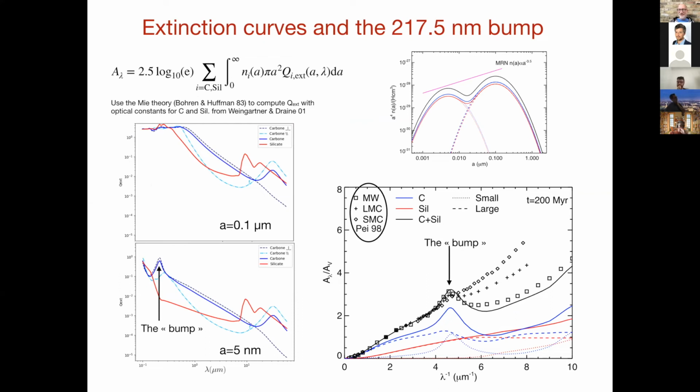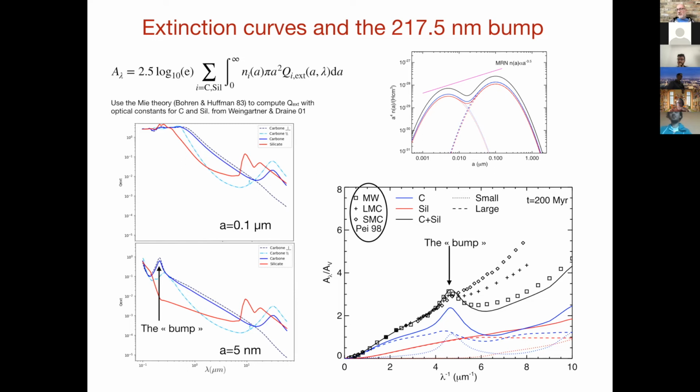To suppress the bump, it's easy. When you see the decomposition here, you just remove carbons. If you remove carbon and small carbon grains, you remove the bump, right? You can play analytically with that, no problem, it's easy. But how you do that in the actual simulation, I have no idea, because the small carbon grains always grow. I didn't find a way to suppress them.